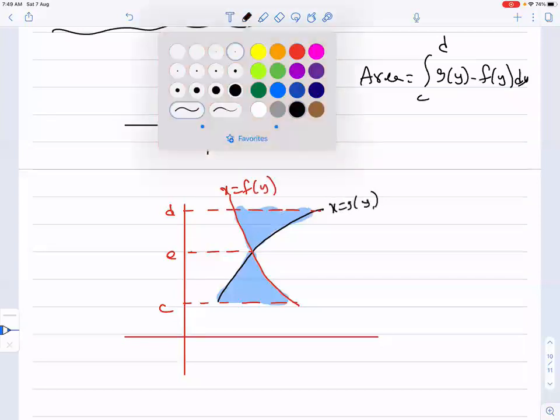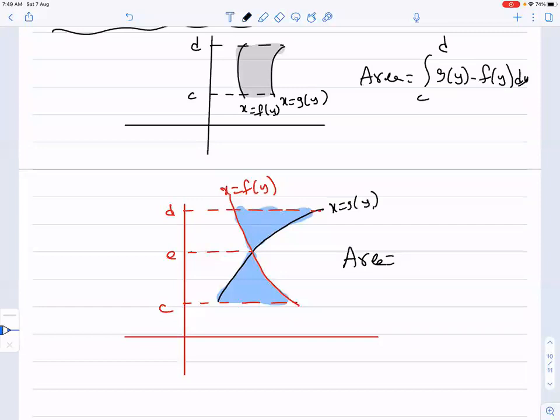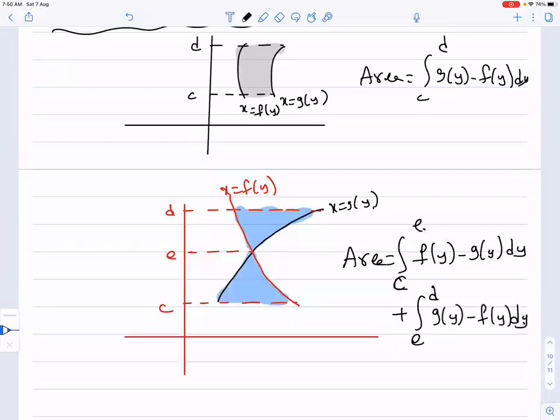Area will be what? Area will be an integral. There are two portions, right? First from C to E, the upper curve is f of y, so f of y minus g of y dy, plus from E to D, g of y minus f of y dy. Write it out.